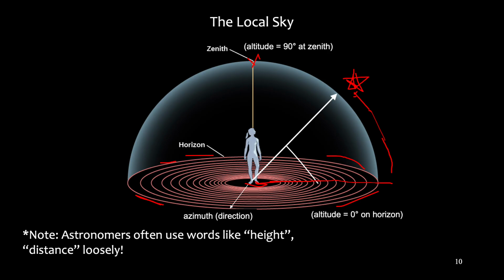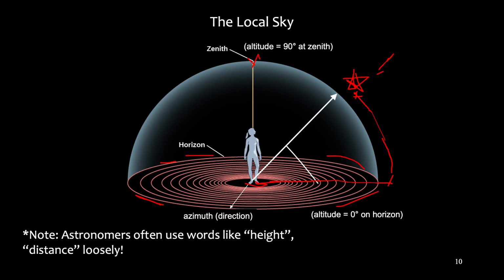Okay, this angle right here is called the altitude, from the horizon all the way to this mark right here. Often astronomers will use the word height very loosely. I remember when I first started learning astronomy, I got a little confused. When astronomers use the word height in this context, they actually mean angle. And when they say distance, sometimes they also mean angle. They don't mean the actual physical distance like kilometers. They actually mean degrees.